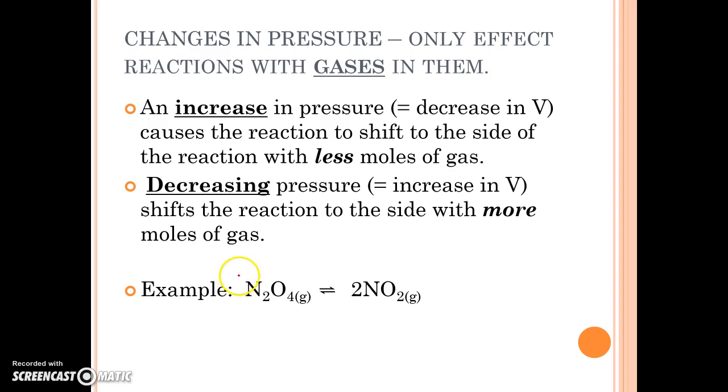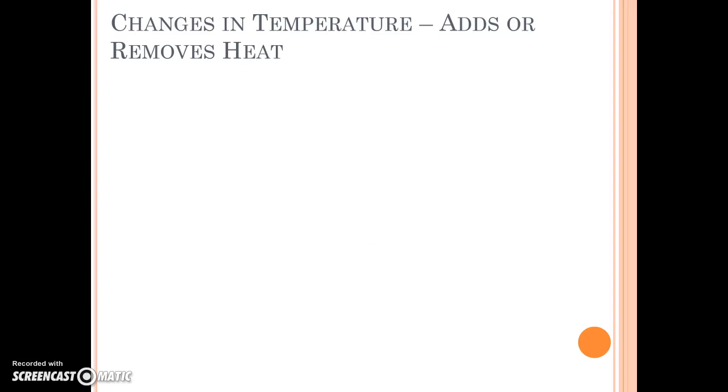So here we have 1 mole of N2O and 2 moles of NO2. If you increase pressure on this system, these 2 moles are going to get forced together and squished, and they're going to try to take up the space of 1 mole over here, and that'll drive the reaction to the left. If you decrease the pressure, these 2 moles can expand to fill their container, and it drives the reaction to the right.